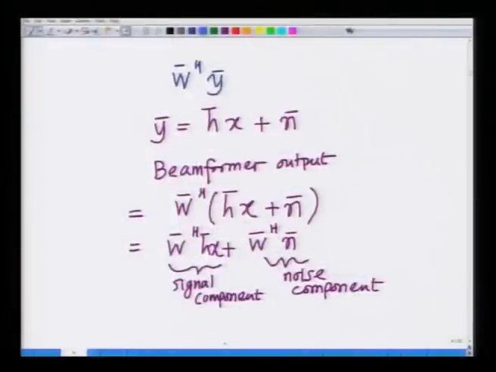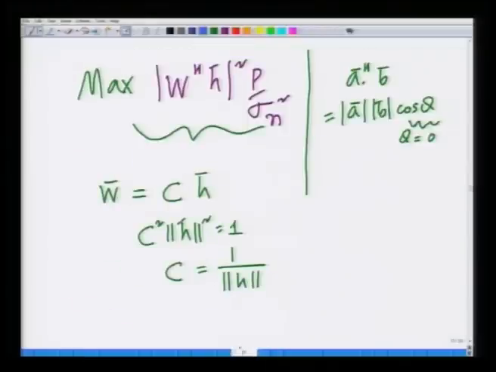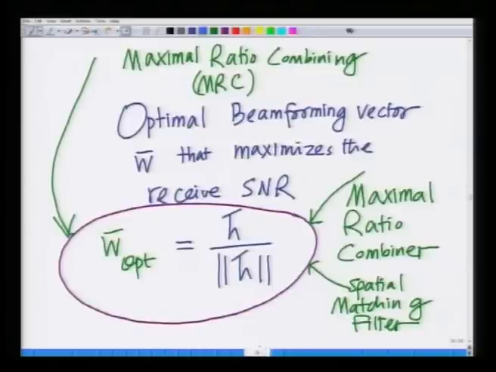And we said we also wanted to compute the optimal vector W bar which maximizes the SNR at the receiver, and we said that can be derived by maximizing W bar Hermitian H bar norm square, that is, the vector W bar which maximizes W bar Hermitian H bar norm square maximizes the SNR at the receiver. We derived an expression for that W bar, and we said that W bar optimal is H bar, where H bar is the vector of channel coefficients, divided by norm H bar. Hence, it is aligned with the channel vector.